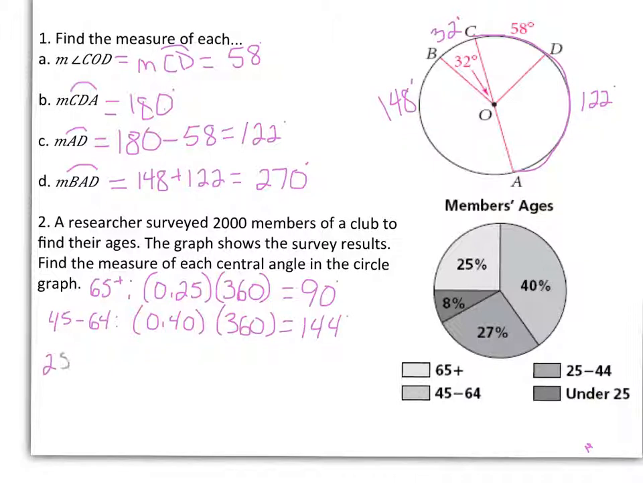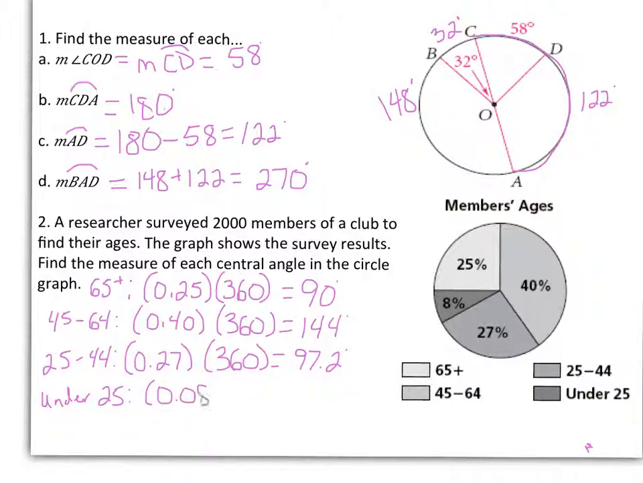Taking the 25 to 44 group, that's 0.27 times 360, which is 97.2 degrees. And finally, the under 25 group, 0.08 times 360. We find that that angle is 28.8 degrees.